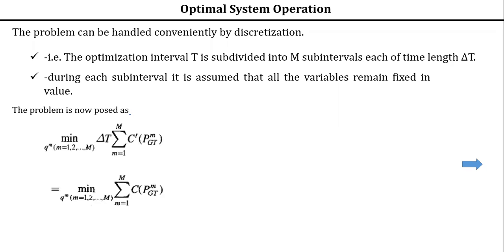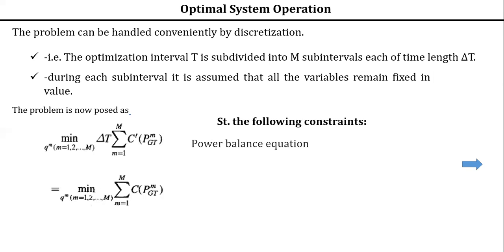So what are the discretized constraints we should get? The power balance equation and the water availability equation. We should get them in a discretized manner. That means for each sub interval, what is the power balance equation? Similarly, what is the water availability equation after discretizing? So those equations, here we are having them.